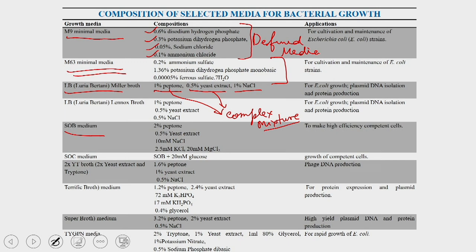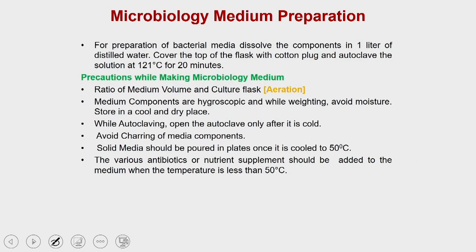So let's see how to prepare a microbiology media. For preparing a microbiology media, you have to take the media components and dissolve them in 1 liter of distilled water, cover the top of the flask with a cotton plug, and autoclave the solution at 121 degrees Celsius for 20 minutes.